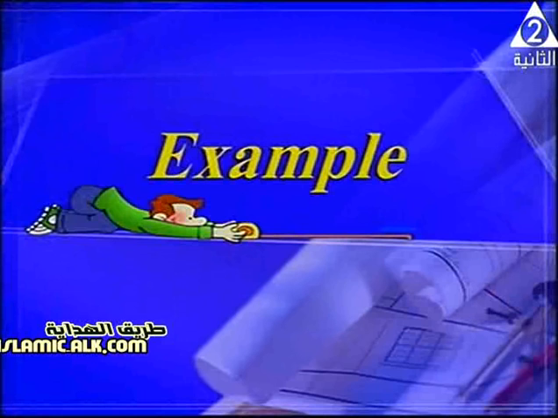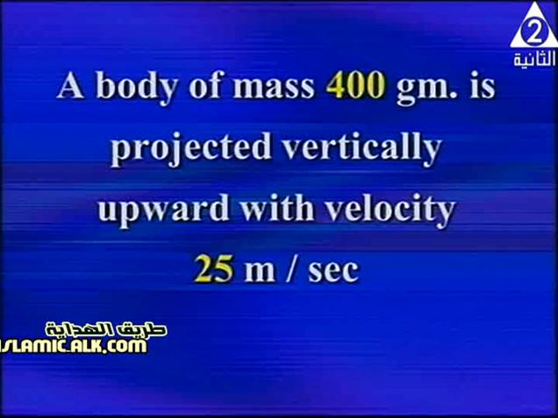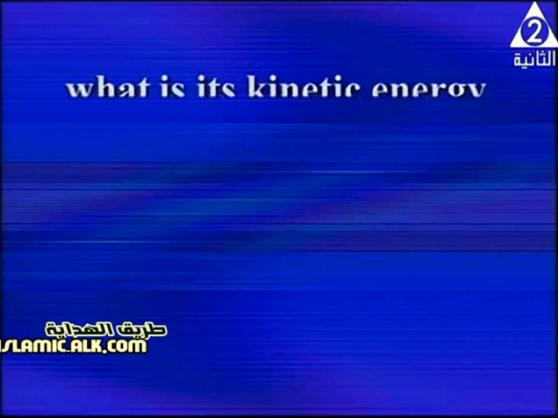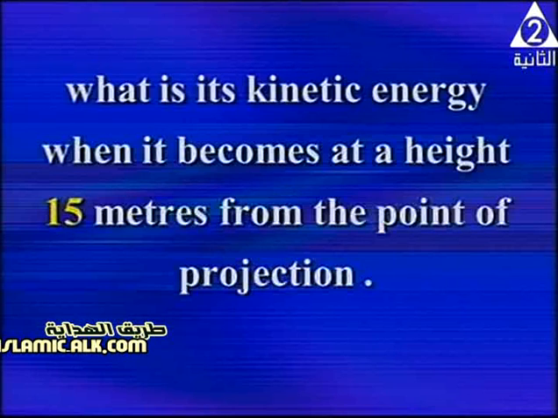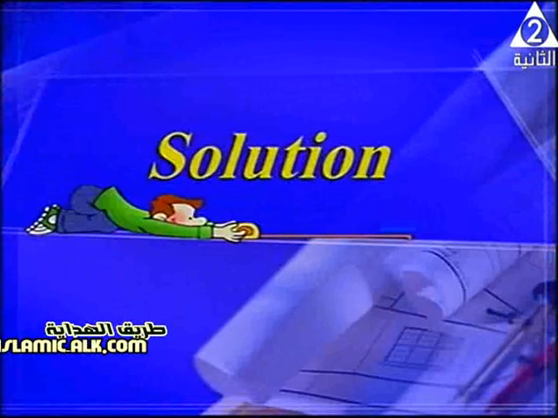Dear students, now we move to an important example. A body of mass 400 gram is projected vertically upward with velocity 25 meters per second. Remember, the body's mass is 400 gram. What is the kinetic energy when it is at a height of 15 meters from the point of projection?